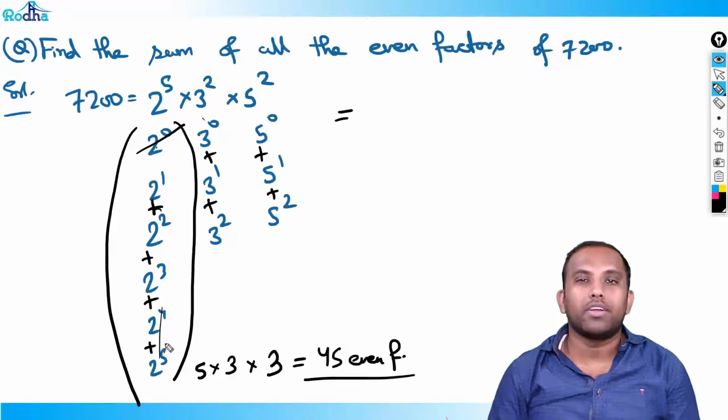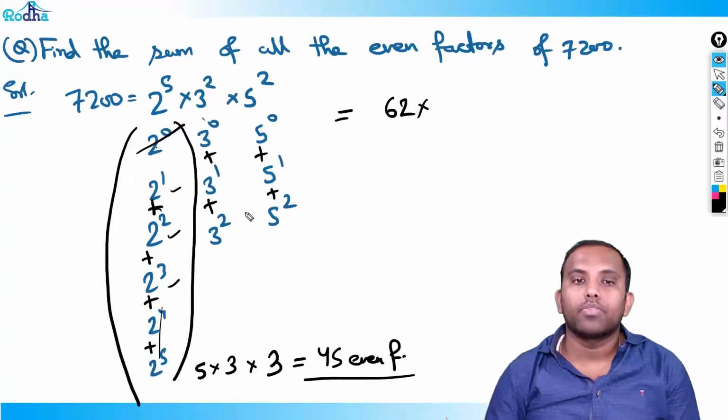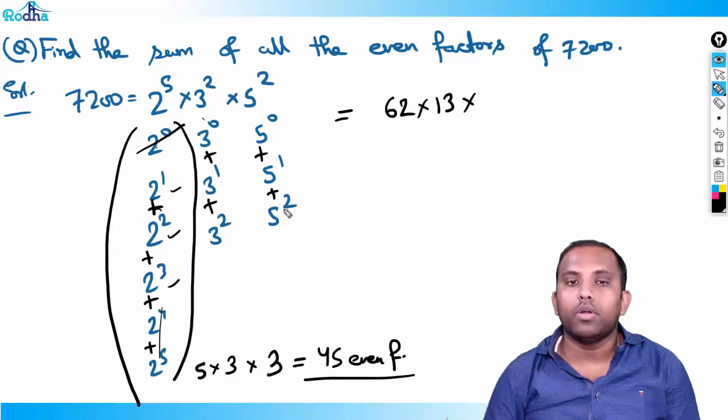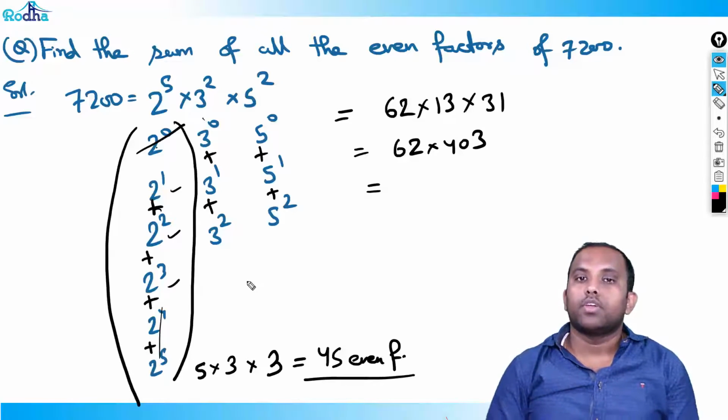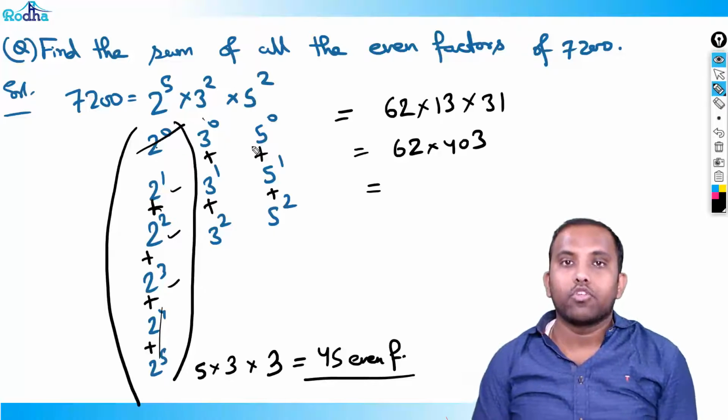The terms are small here, so you can directly do 2 plus 4 plus 8 plus 16 plus 32, which is 62. Then 3 raised to 0 plus 3 plus 9 is 13. And this is 31. So what is the answer? 62 into 13 into 31. This is the answer. You can multiply it also. What is the value after multiplying?